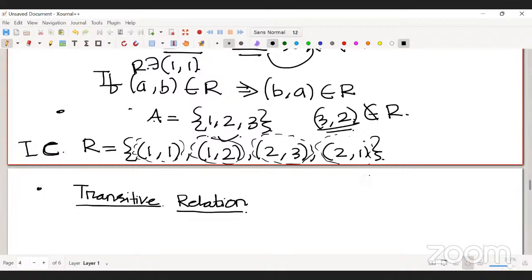So what is the identity relation on this set A? What is I? The collection of identity set. Whoever asked this question, I want him to answer. What is I? 1,1, 2,2, 3,3. So now do you think I is a subset of R? Why?